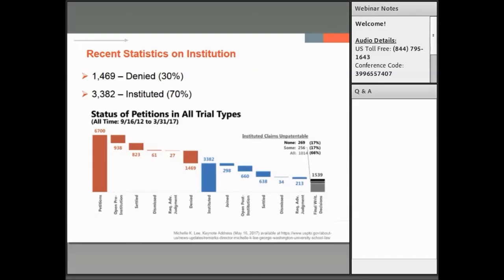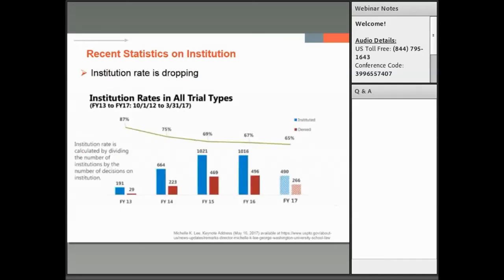As we move on to the next slide, keep in mind this 70-30 split on institution, because you have to remember that in the context of this particular waterfall graph, we're talking about averages over a 5-year period. So this next graph shows us what that looks like over the 5-year period. We can see it broken down over the lifetime of the AIA. As you see, as the number of petitions have been growing, the institution rate has actually been declining.